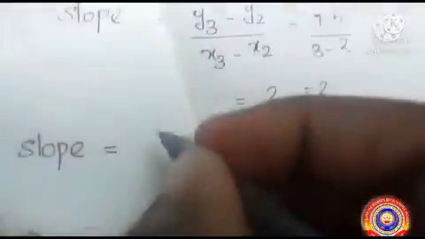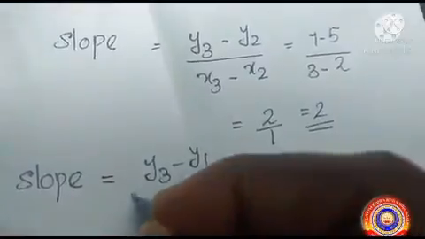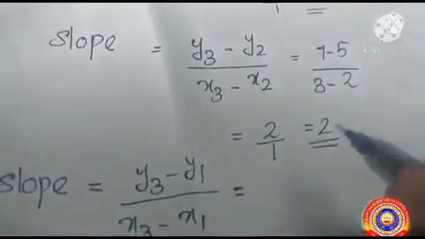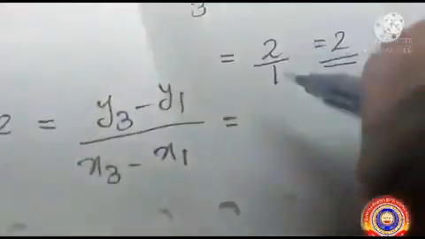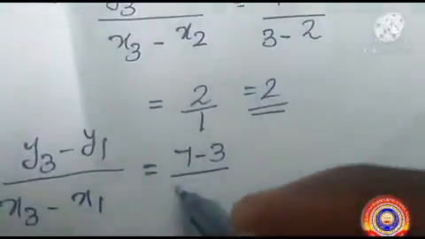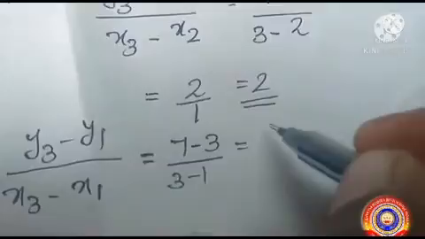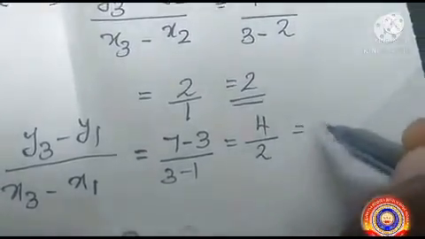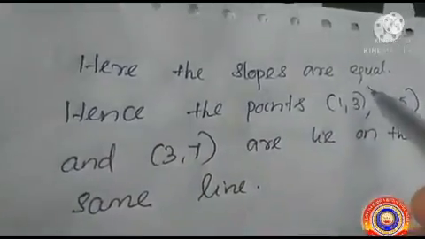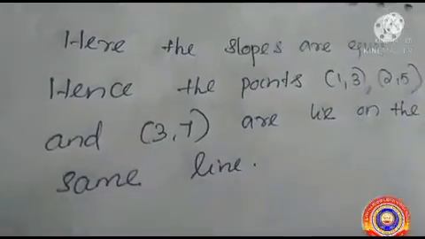Okay, next we have to find the slope between x3 y3 and x1 y1. Slope is equal to y3 minus y1 divided by x3 minus x1, which is equal to 7 minus 3 divided by 3 minus 1, which is equal to 4 by 2, and it is equal to 2. Here the slopes are equal, hence the points 1, 3, 2, 5 and 3, 7 lie on the same line.